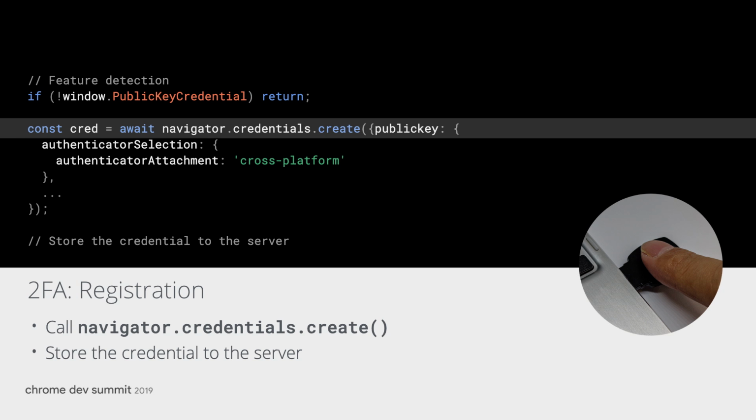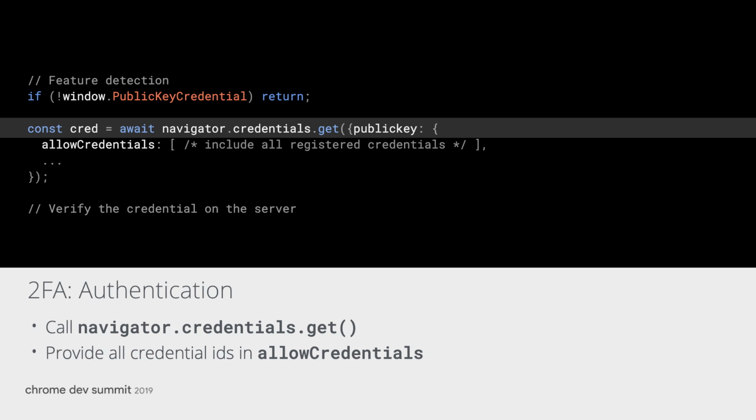Upon the authenticator's response, you will receive a credential, which includes a public key and an ID for the credential. Send the credential to the server and store it for future authentication. Now that you have your user's authenticator successfully registered, how does authentication work?